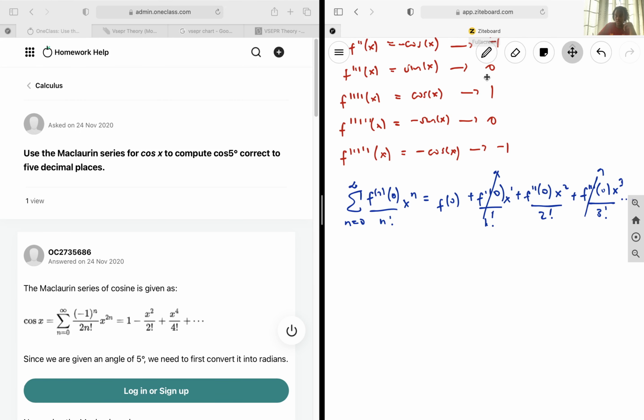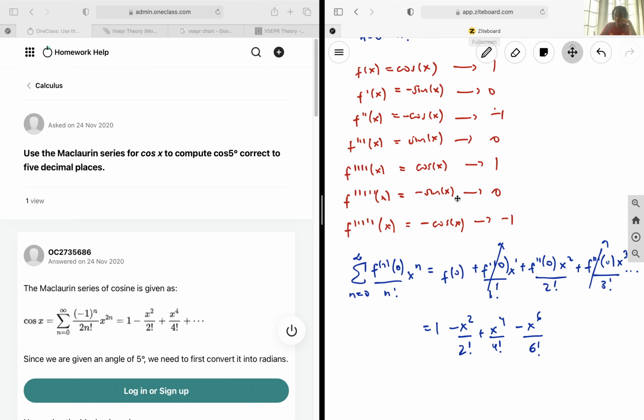And so in our scenario, we will get the summation of 1 minus x squared over 2 factorial plus x to the power of 4 over 4 factorial minus x to the power of 6 over 6 factorial. So the reason why it's going positive, negative is because of the coefficient caused by the cos term. So it's 1, -1, 1, -1. So that's simply expressed here.